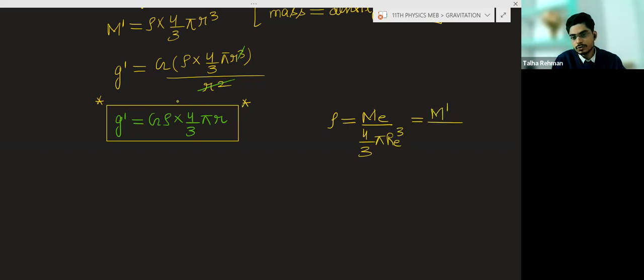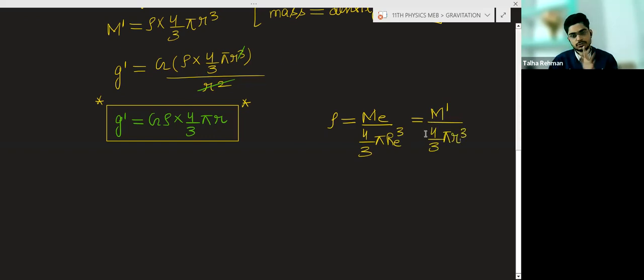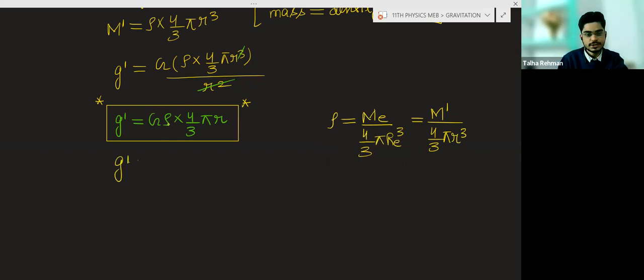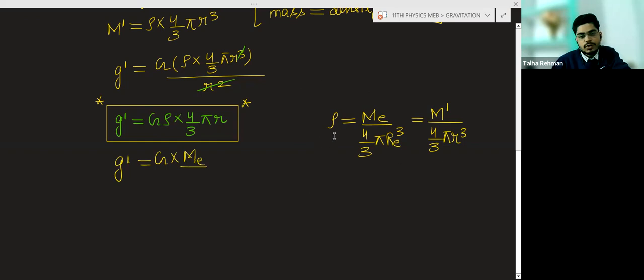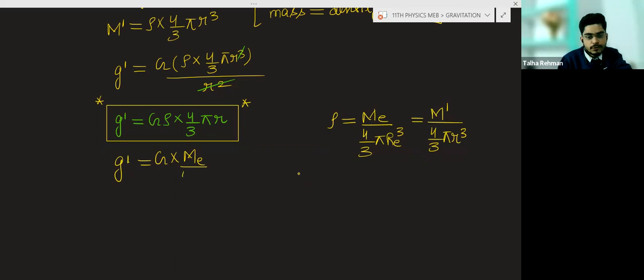M dash is equal to 4 upon 3 pi r cube. Okay. So we will use now this value here. So g dash is equal to g, and rho is mass of the earth. Actually, now we want to convert this value in terms of the mass of the earth and radius of the earth. So that is why we are putting the value of this density. So Me into Me divided by 4 upon 3 pi into Re cube and multiplied by 4 upon 3 pi r.